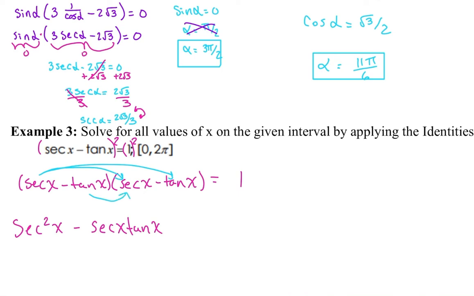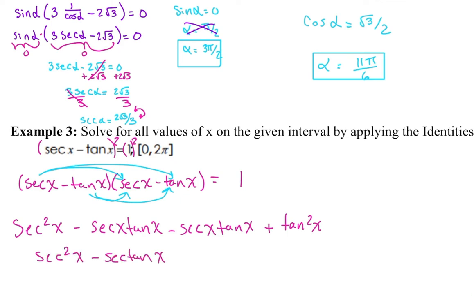And when I FOIL negative tangent secant times x and negative tangent times negative tangent, we're going to get negative secant x tangent x again. And this time we get plus tangent squared of x. And so when I bring these together, I've got secant squared of x minus 2 secant tangent x plus tangent squared of x.